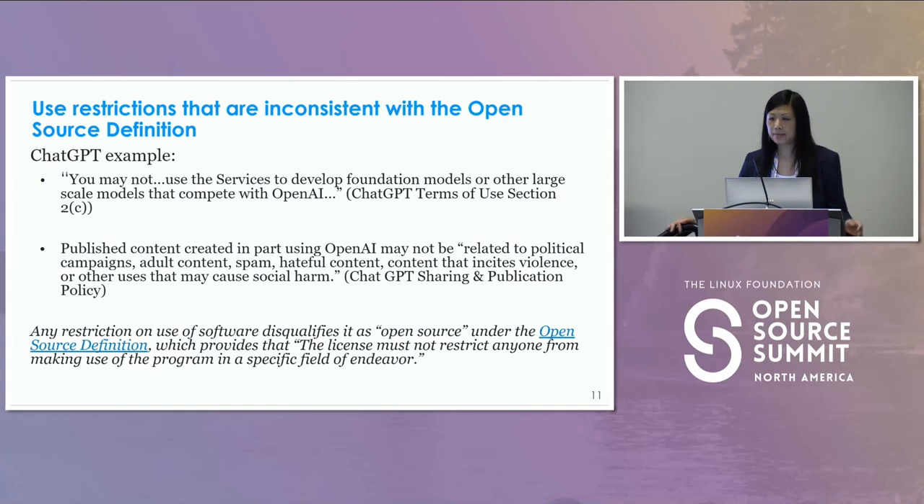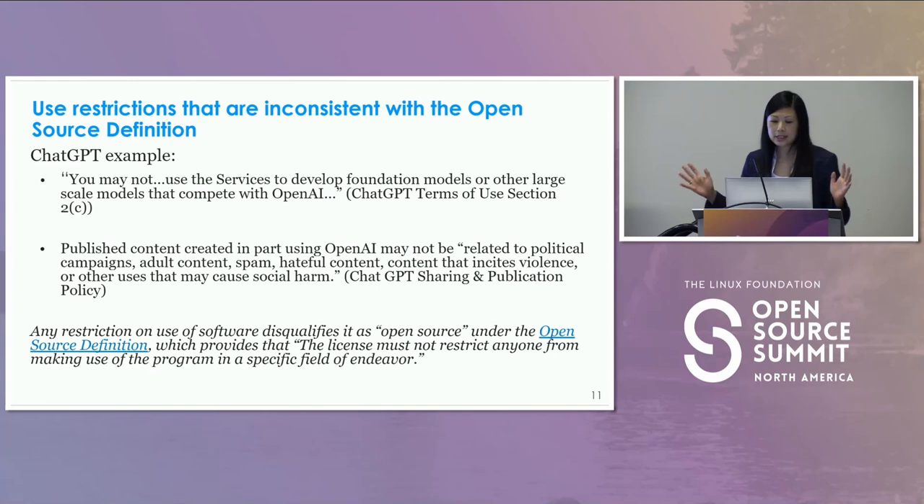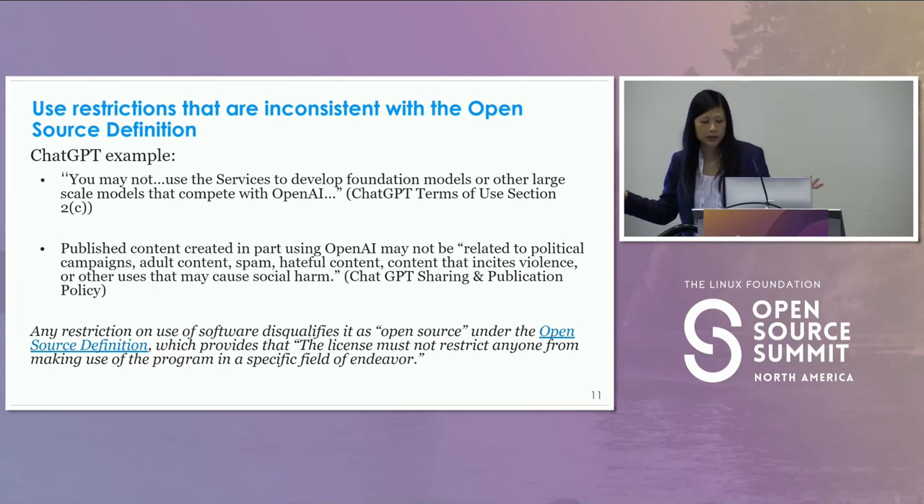And you might be thinking, well, I'm not using the output of ChatGPT to do any of these things, so I'm good, right? It's not quite that simple. Any restriction on the use of software, in terms of how it can be used, disqualifies it as open source under the open source definition. The OSI maintains the open source definition and provides that a license can't restrict anybody from making use of the program in a specific field of endeavor. And there are other requirements for code to qualify as open source, including that it doesn't discriminate against users, et cetera. And if it doesn't qualify as open source, it's also, by its nature, incompatible with all open source licenses.